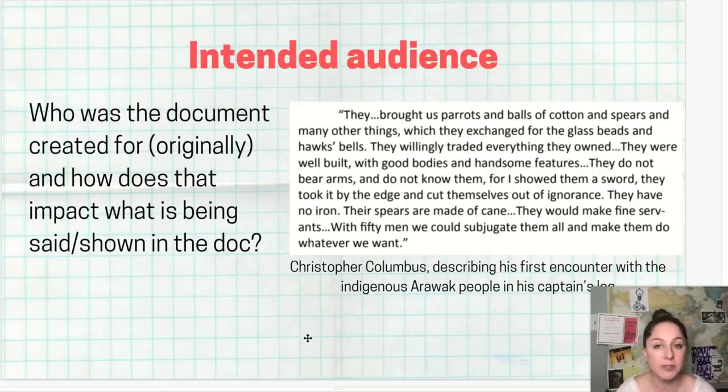So this is from Christopher Columbus, from his captain's log, as he's describing his first encounter with the indigenous people of the Americas. And so he's writing things like, they willingly traded everything they owned.